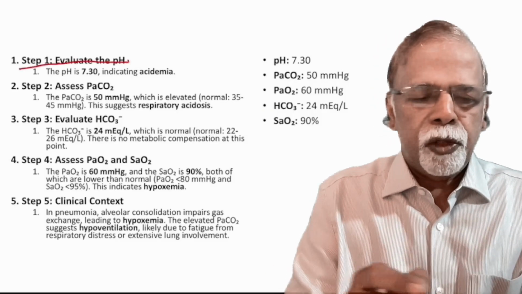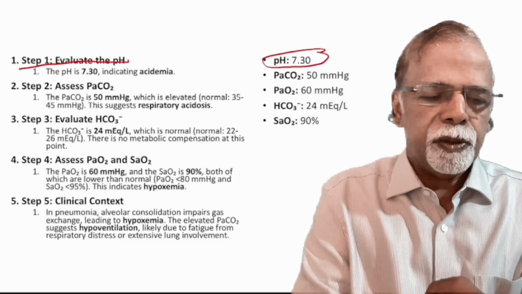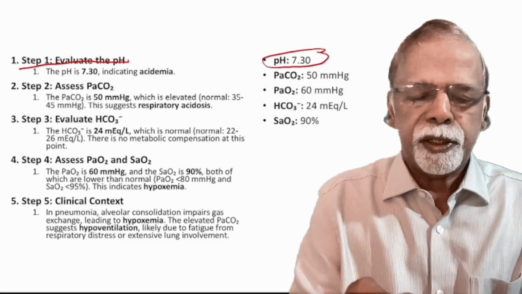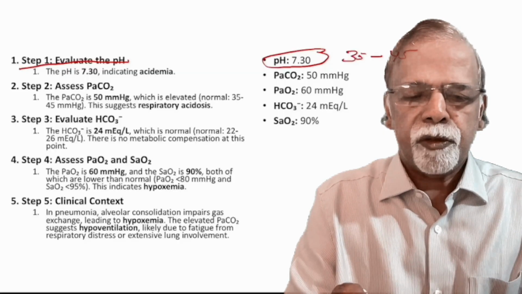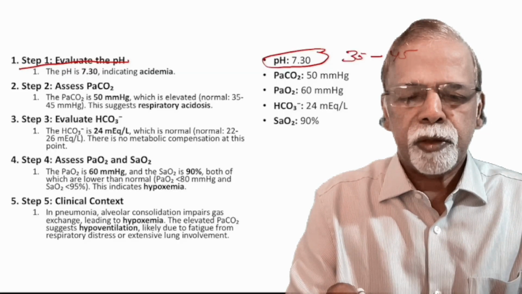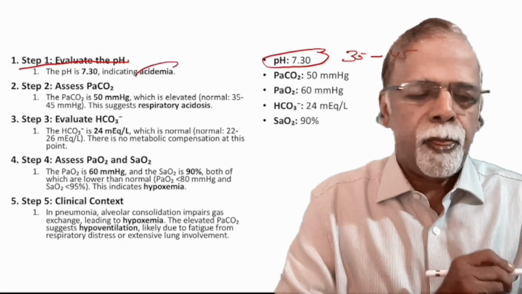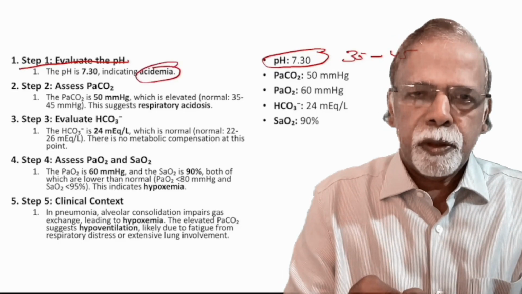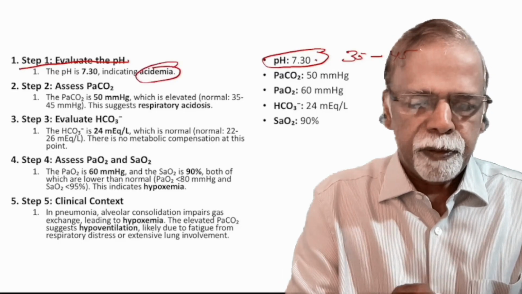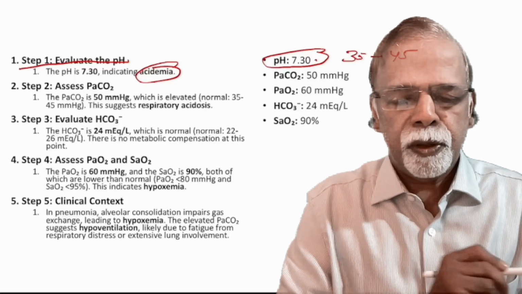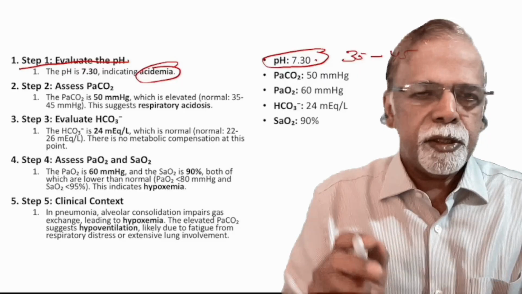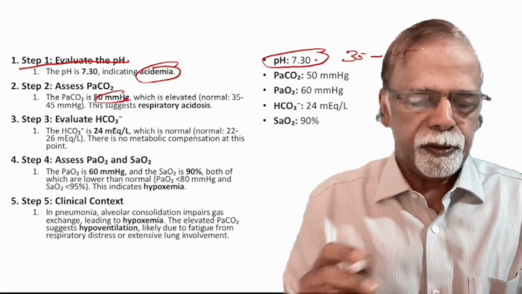So how will you interpret? So first step is evaluate the pH. So pH is 7.3, I have already told, normally 7.35 to 7.45. So the patient has got acidemia because the pH is less than 7.35. Next step is assess the carbon dioxide.